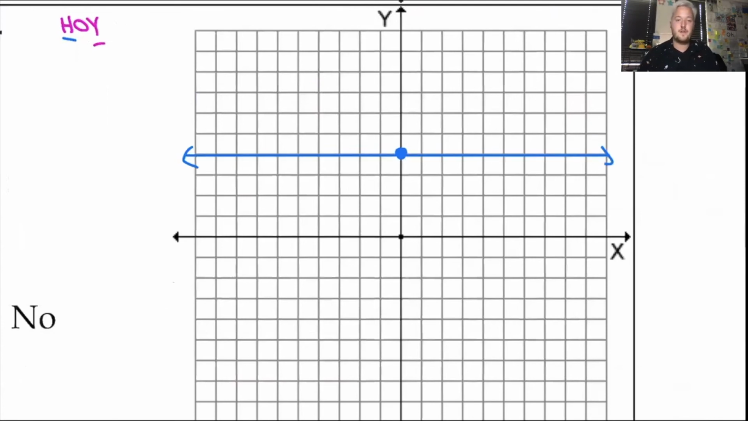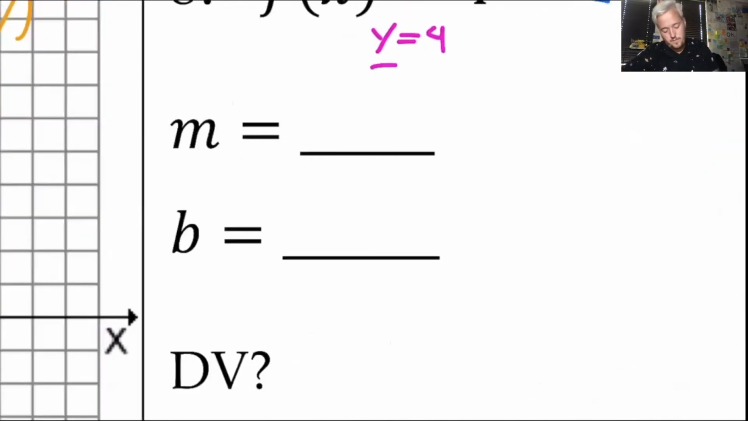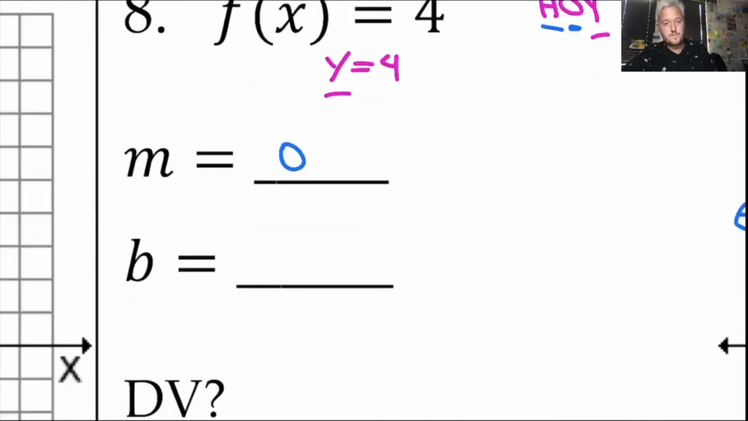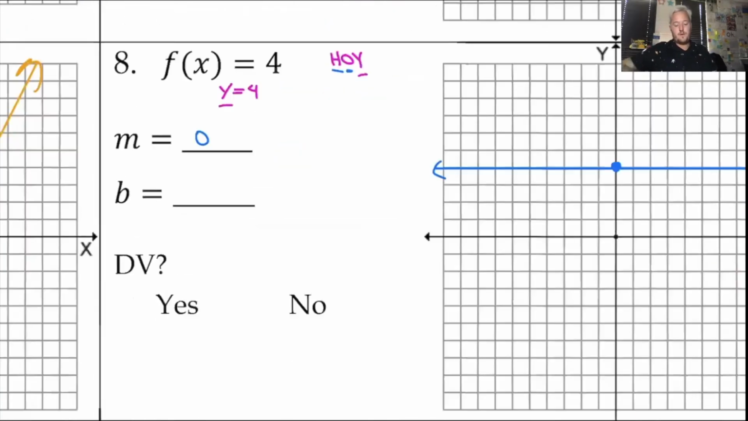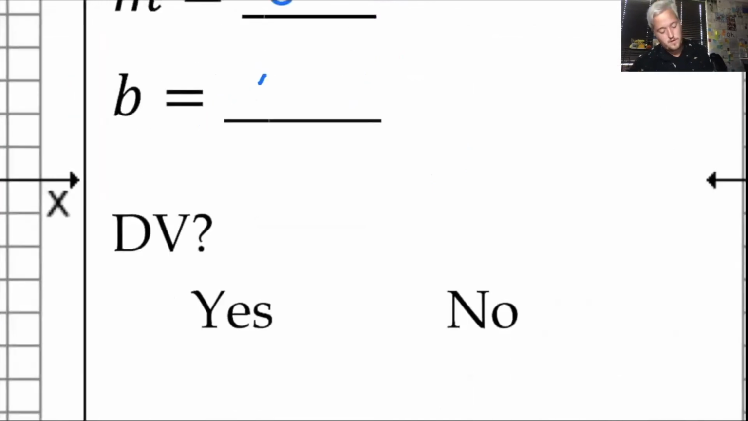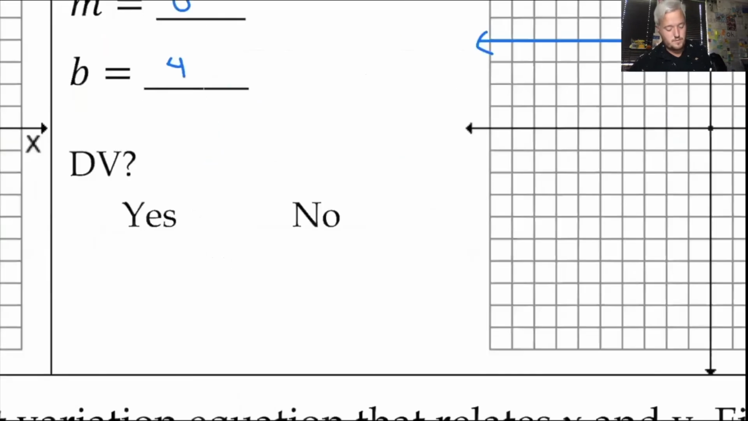All right. So if you remember, the middle value in Hoy means 0 slope. So we have a slope of 0. And our b value, our y-intercept here, is at 4. So is this a direct variation? Does it pass through the origin? Absolutely not.